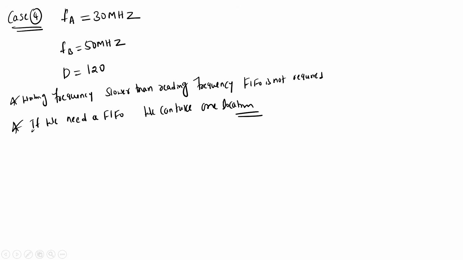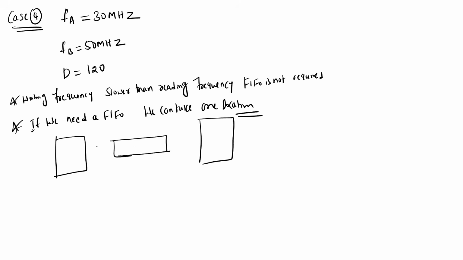Sir, the last statement I didn't understand. We can take one location, a depth of one location. Within that location, just data will be placed. Here module A and module B are there. Within this location, data will be placed, and from this location, data will be taken. It will be like the FIFO is not present. Yes.